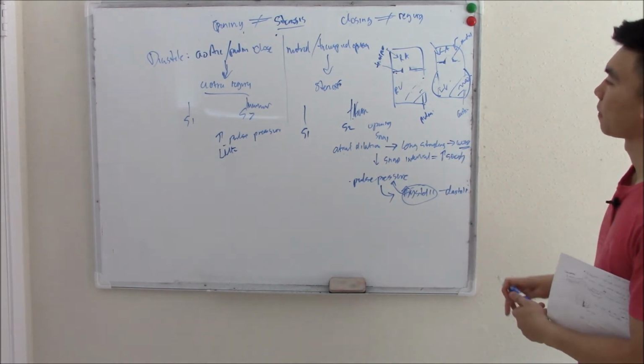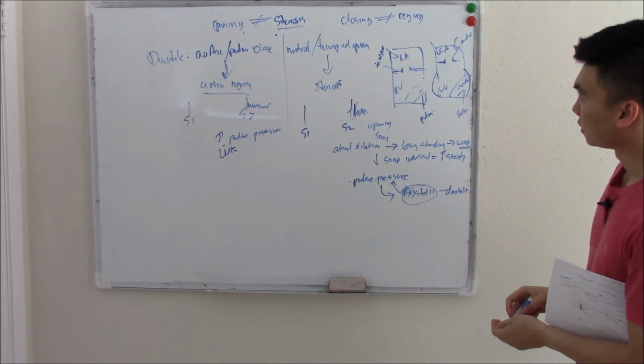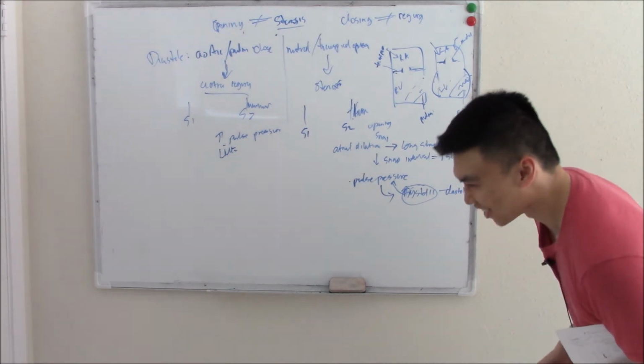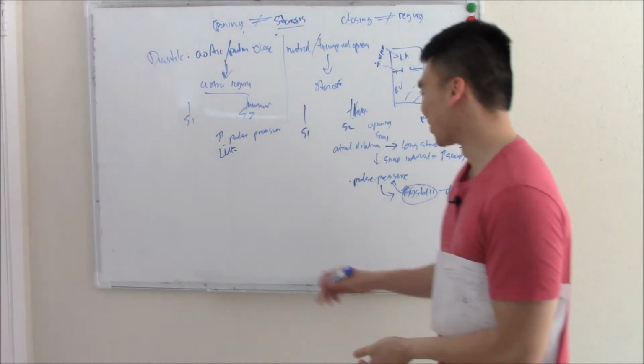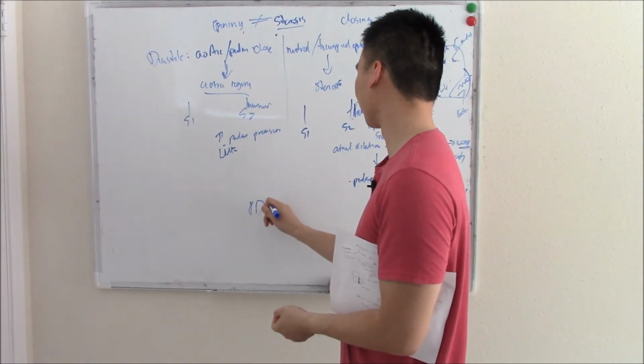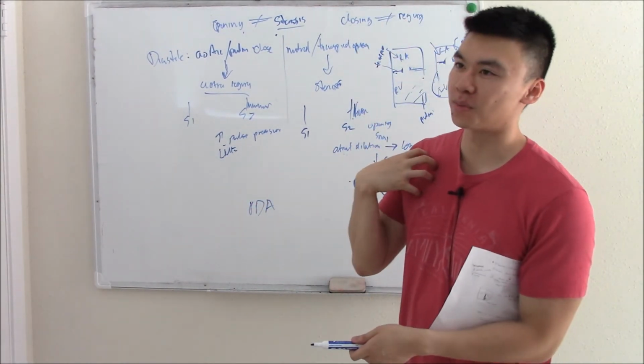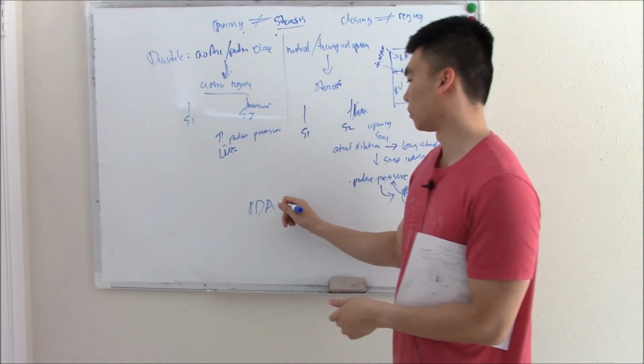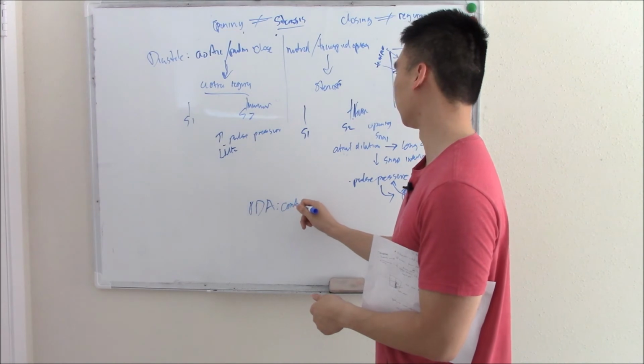Okay. I think that does it for, no, that doesn't do it. Sorry, I got you excited. That doesn't do it for the murmurs. We have one more, PDA. PDA connects your pulmonary artery to your aorta, and so anytime you pump, no matter what, you get a murmur, so you get a continuous murmur.